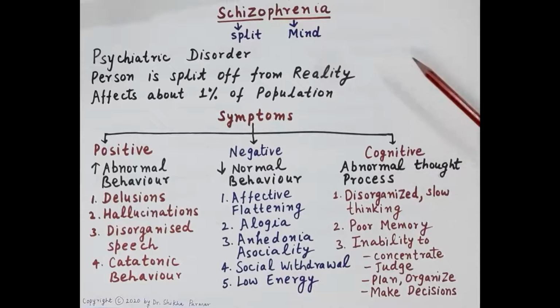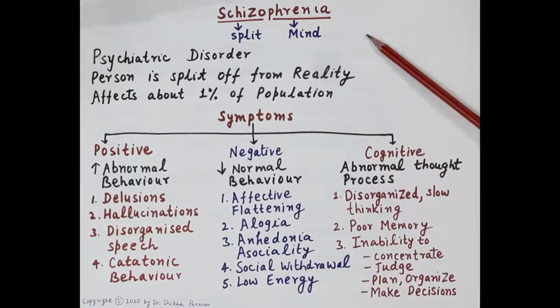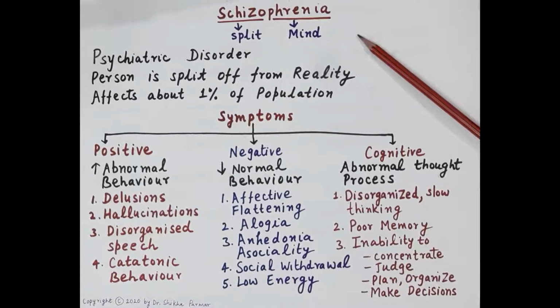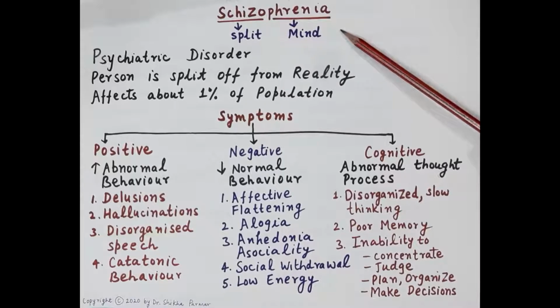Hello friends, in today's class we'll talk about the disease schizophrenia. We'll study what exactly is schizophrenia, its symptoms, phases of the disease, diagnosis, and the most important of all, pathophysiology of schizophrenia. Now, as you can see in the slide, schizo refers to split and phrenia refers to mind.